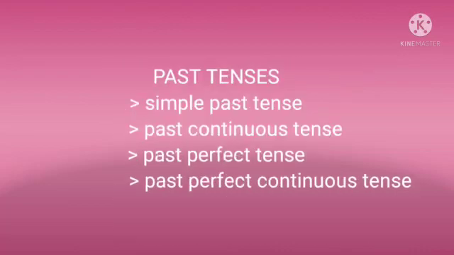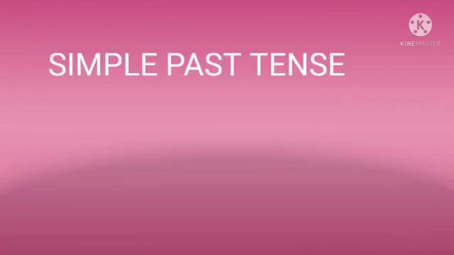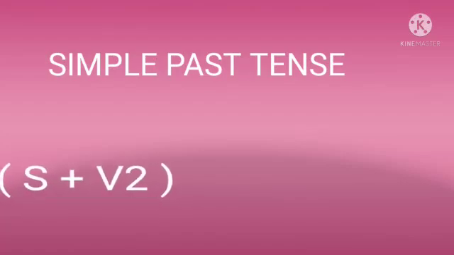Now, here comes the topic we are going to start. That is part 2 of tense, the past tense. First of all, we must know what is past tense. A verb that refers to past time is said to be in the past tense. Now here comes the first one, simple past tense, and the format you can see over there is subject plus V2.